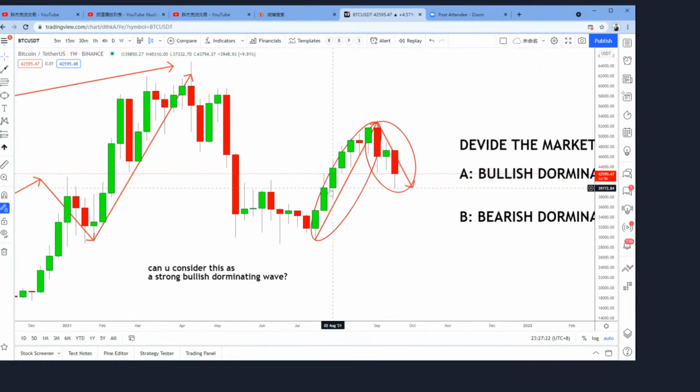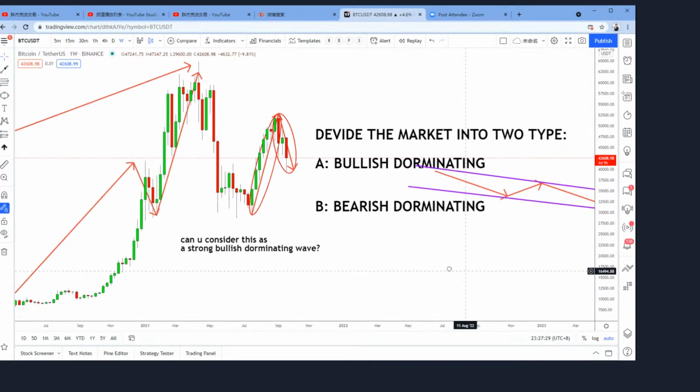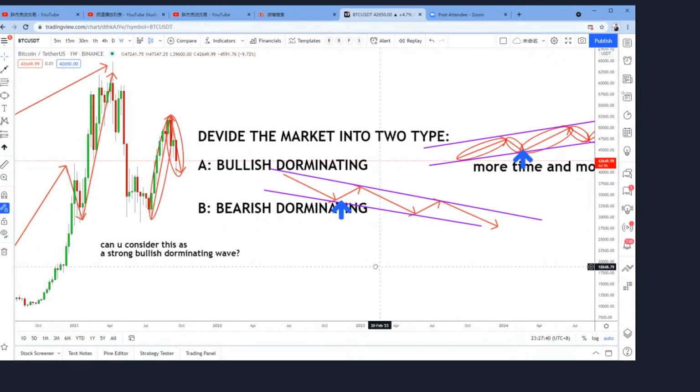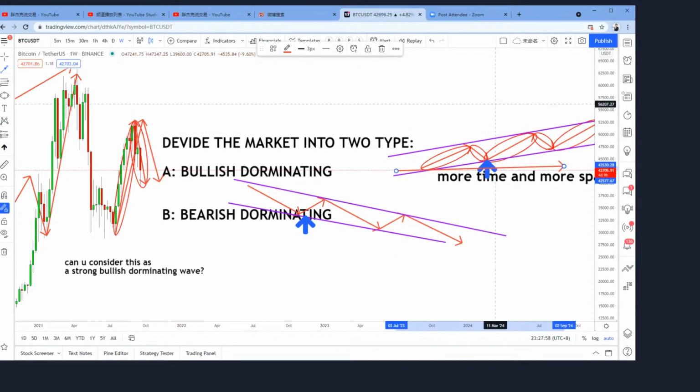But if you can put these two together, what do you think? Get the picture here. Do you consider this as a bullish dominating wave? Are we somewhere here, or here? Which one do you think? If you consider this as a very strong bullish wave and now it's coming down, do you see this as a correction or do you see a bearish reversal? So we are here. As long as the price never breaks the new low, it is a bullish wave, right?